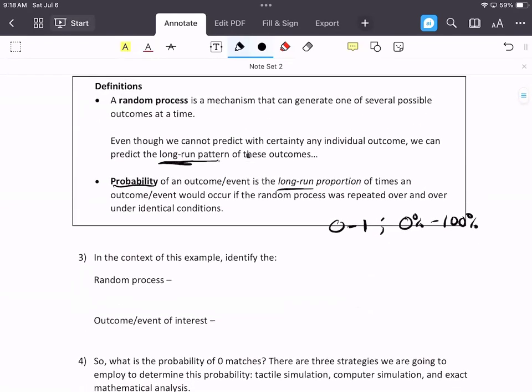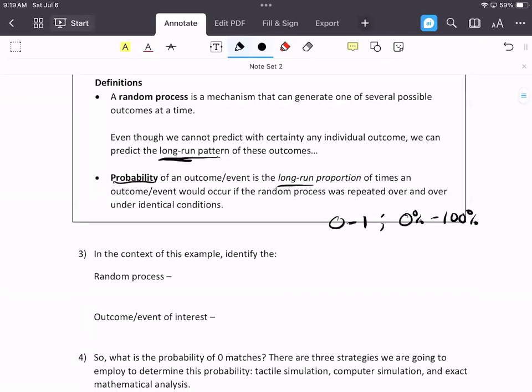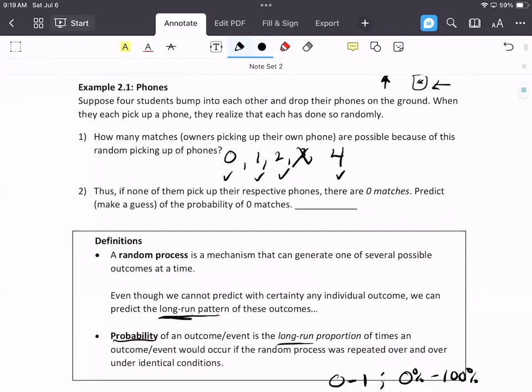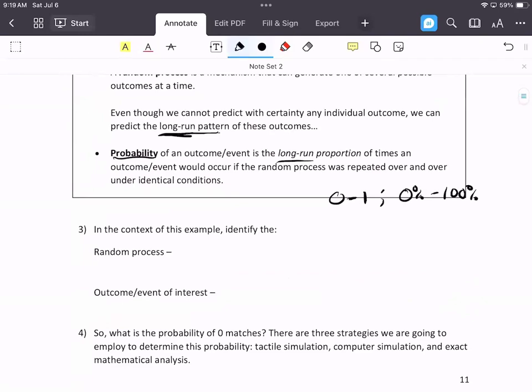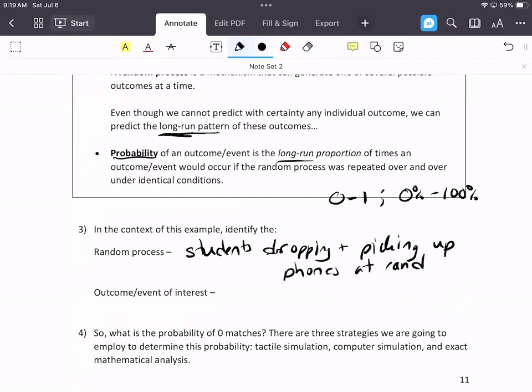So in this context, what is the random process? Going back to our example with the students, they are dropping and picking up phones at random. What are we interested in? What are we going to be measuring? The number of matches. Each time that this would happen, we would record the number of times that each student gets their phone.